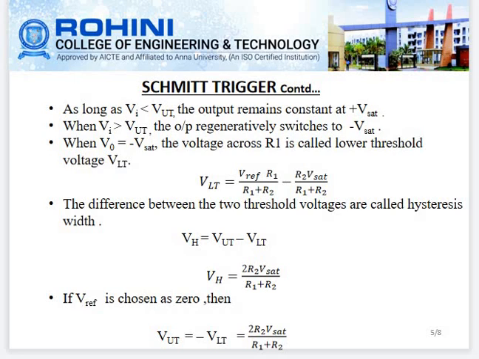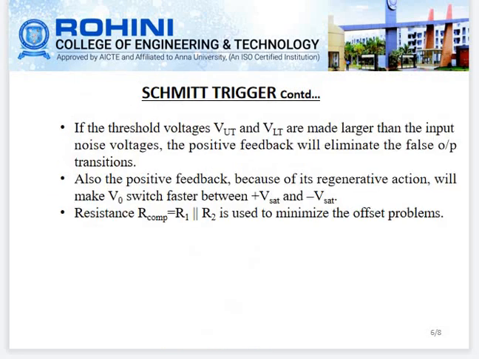So VH is equal to VUT minus VLT. VH equals 2R2 Vsat divided by R1 plus R2. Vref is chosen as 0. Then VUT equals minus VLT, equals R2 Vsat divided by R1 plus R2.